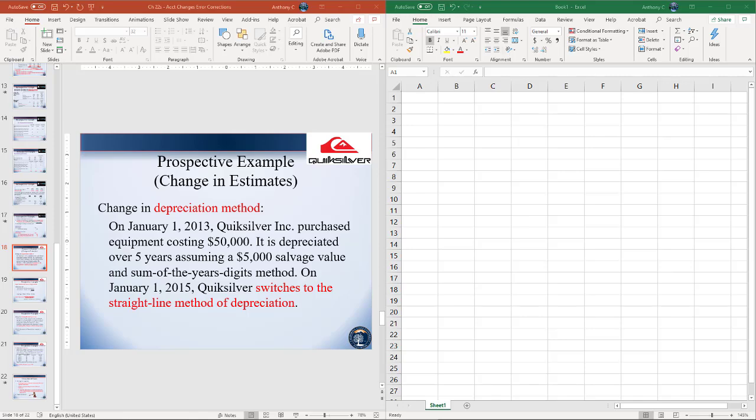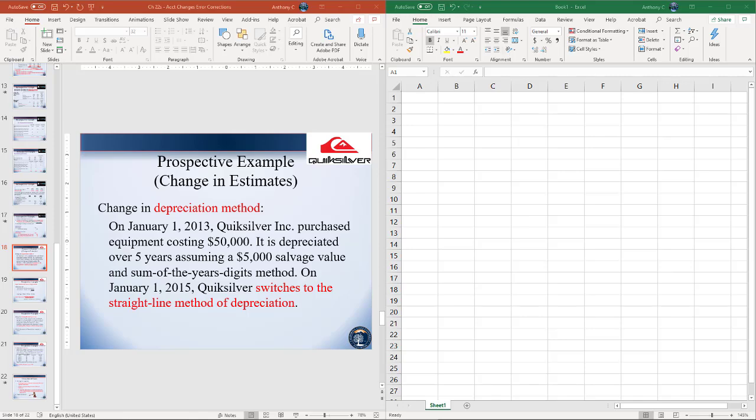In this example, we'll be dealing with a change in depreciation method. Remember, a change in depreciation method is really just a change in estimate, because depreciation methods are just estimates of when the future benefits of an asset will occur. So whether we change depreciation methods or we change an estimate within a single depreciation method, we'll handle this in a similar manner. All right, so to see how we do this, let's use an example.